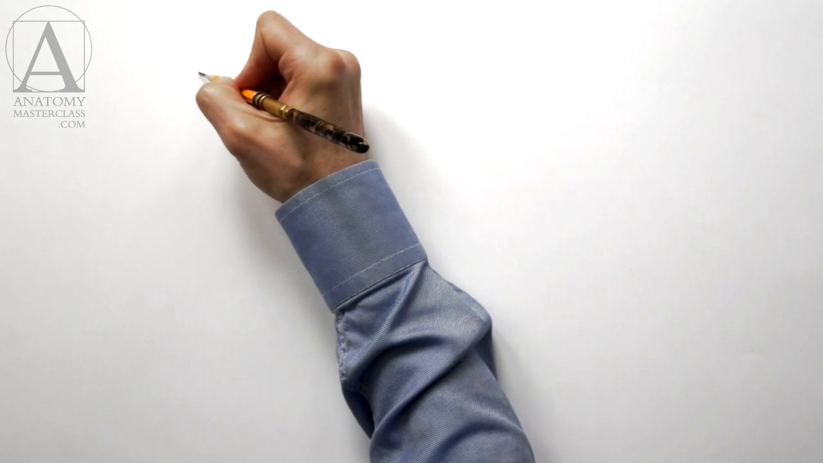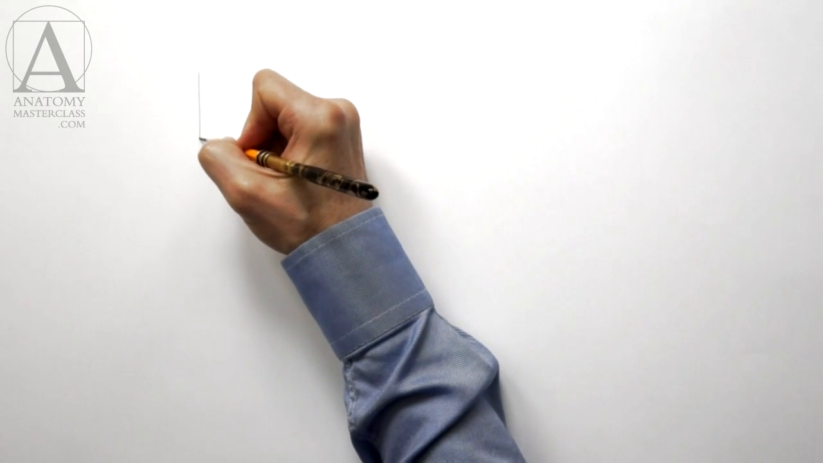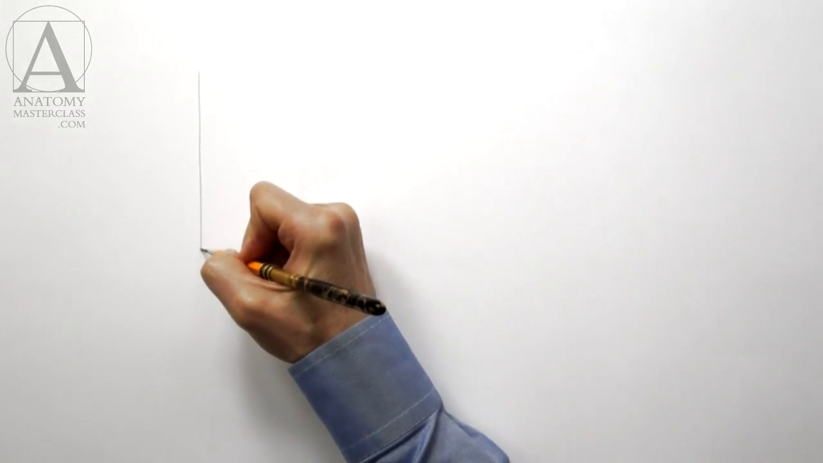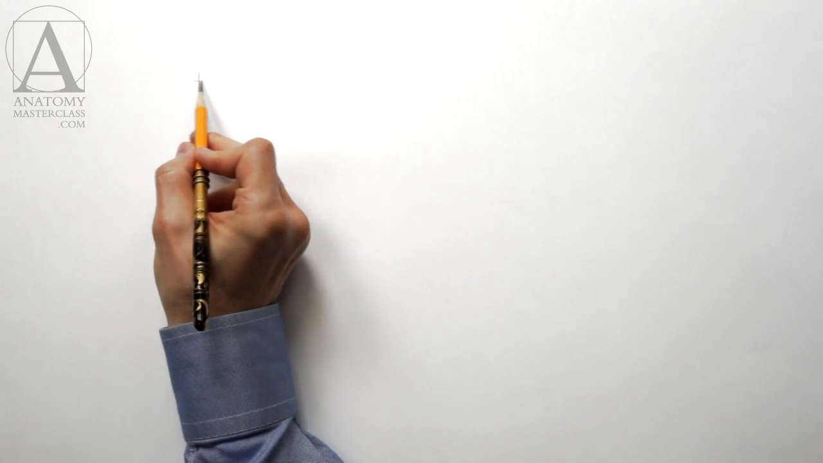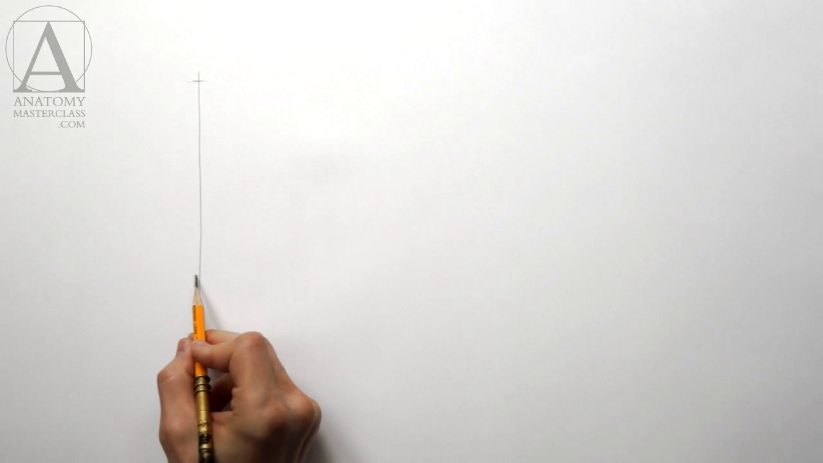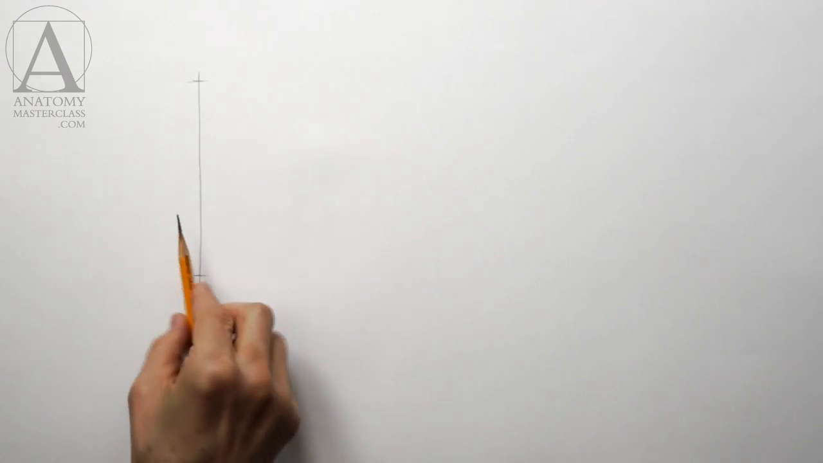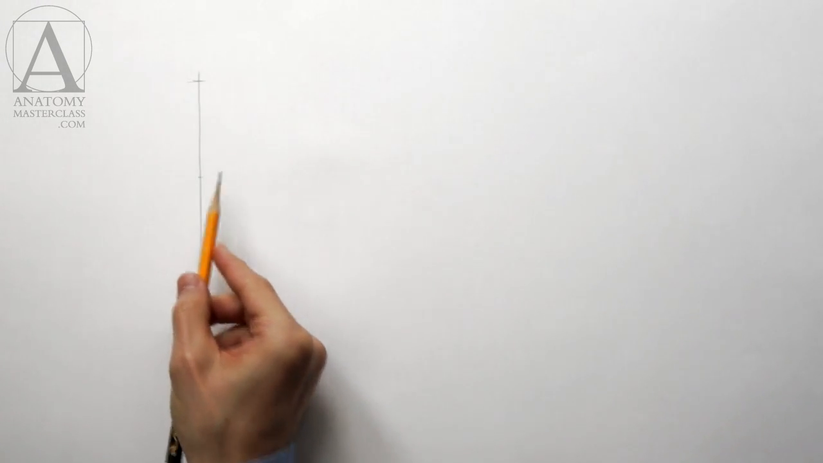Let's begin with the proportions of the skull. I will do a quick sketch of a skull to show its proportions in a frontal view. The vertical line here is the main axis of symmetry. I will mark the top and bottom edges of the skull.